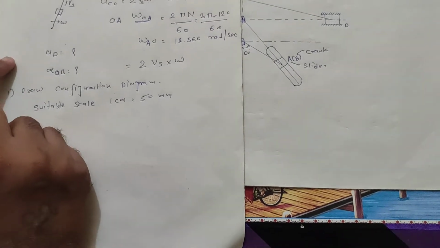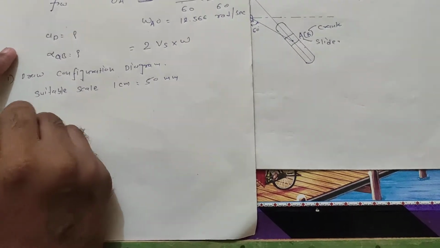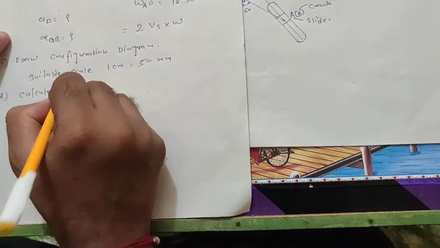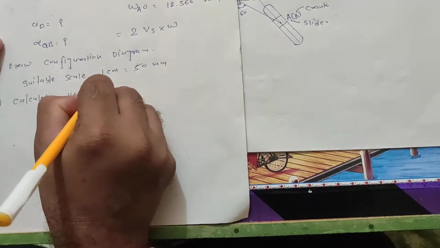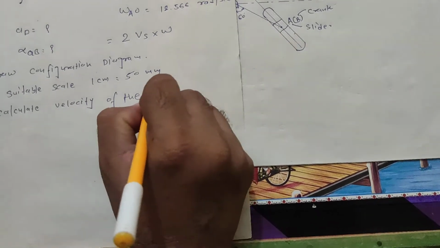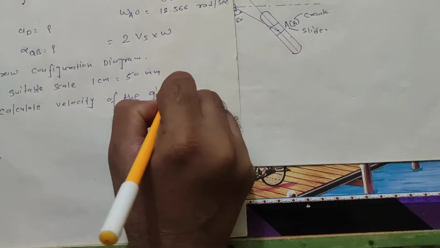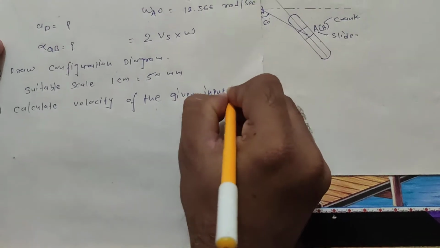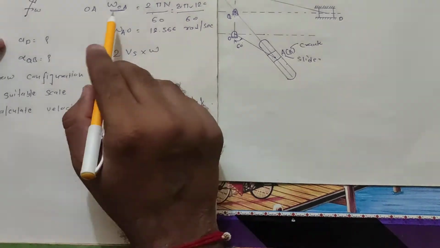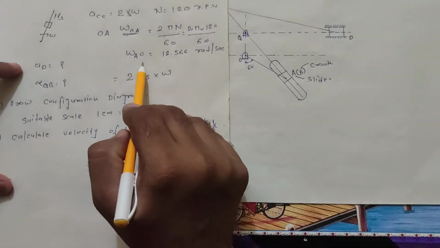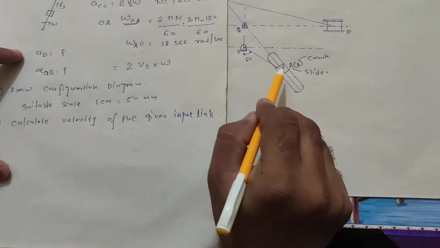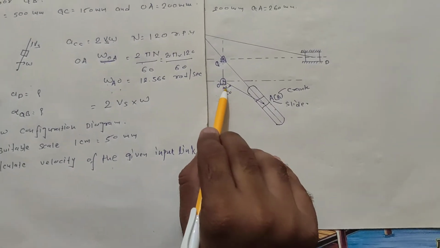Now the second point is to calculate the velocity of the given or input link. So for the velocity, we have the given omega AO, and from that and OA, we can easily calculate the velocity.